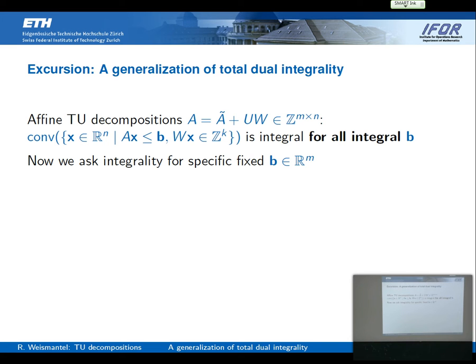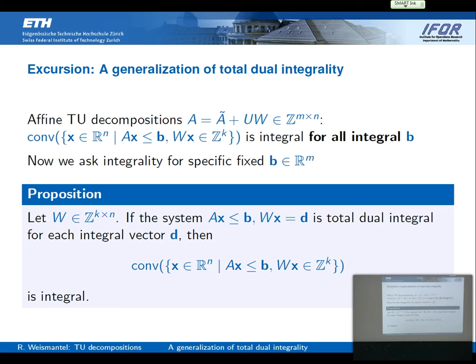So you can do pretty much the same thing if you now replace TU-ness by, say, total dual integrality. So you can look at an affine TU decomposition as before. Then the convex hull is integral for all right-hand sides B which are integral. Now, you can ask the same thing. What happens if I give you this polyhedron with a given fixed B? Now, B should be an integer.